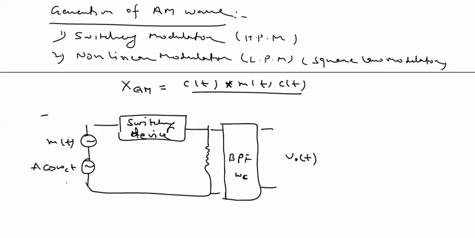Block diagram of the switching modulator: two types of input, message signal and carrier component, are applied to a switching device and passed through a band pass filter. The band pass filter is tuned at omega c, with components omega c plus omega m and omega c minus omega m, so the minimum bandwidth is twice omega m, for the generation of the AM waveform.